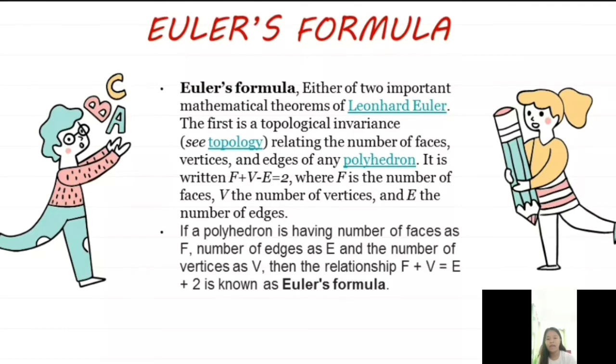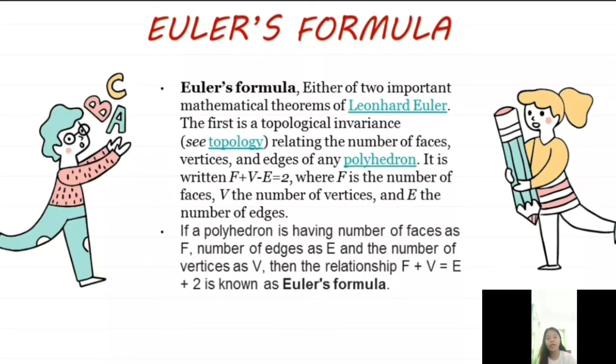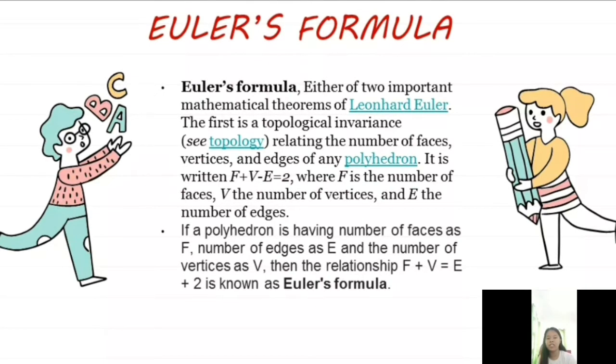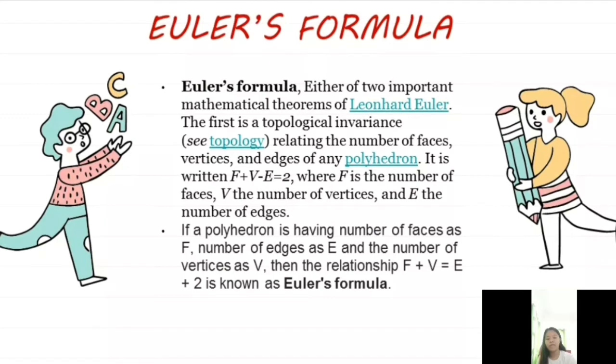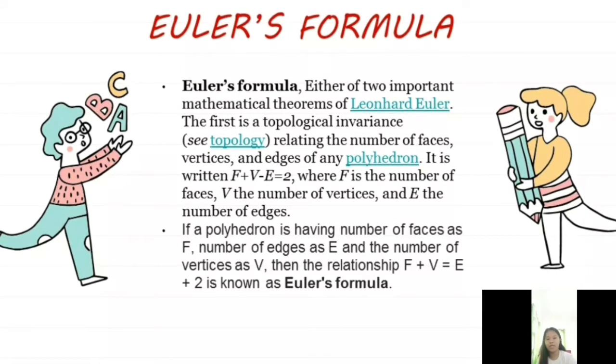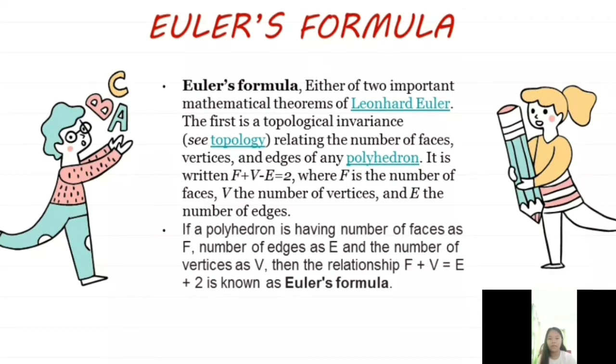It is written as f plus v minus e is equal to 2, where f is the number of faces, v the number of vertices, and e the number of edges. If a polyhedron is having a number of faces as f, the number of v as vertices, and the number of e as edges, then the relationship of f plus v minus e is equal to 2 is known as Euler's formula.